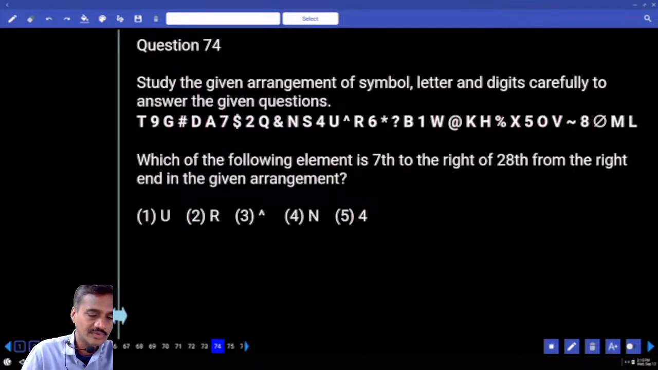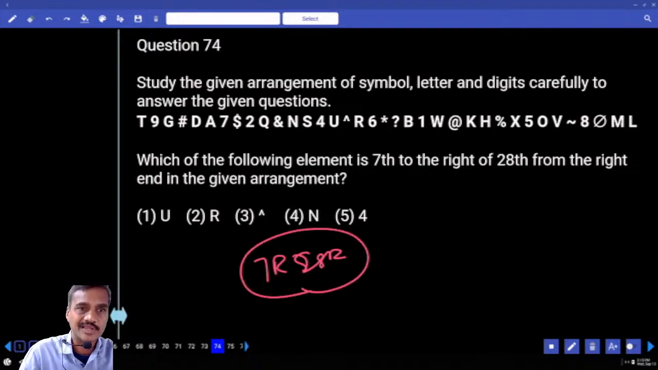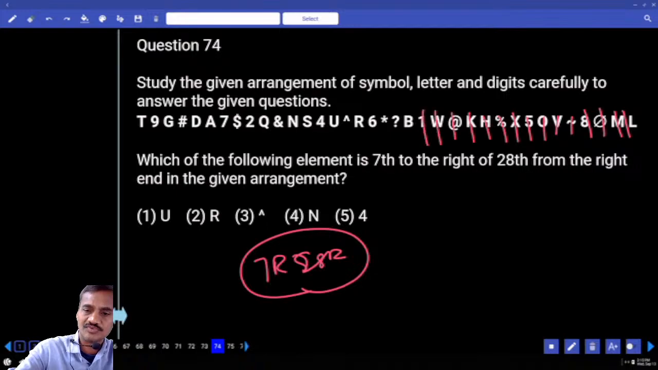Then 74, which of the following is 7th to the right of 28th from the right? 7th right and 28th right means right and right subtraction, 28 minus 7 is 21st from the right. So count from the right: 1, 2, 3, 4, 5, 6, 7, 8, 9, 10, 11, 12, 13, 14, 15, 16, 17, 18, 19, 20, 21. That is power, choice 3, question number 74. Done with this?